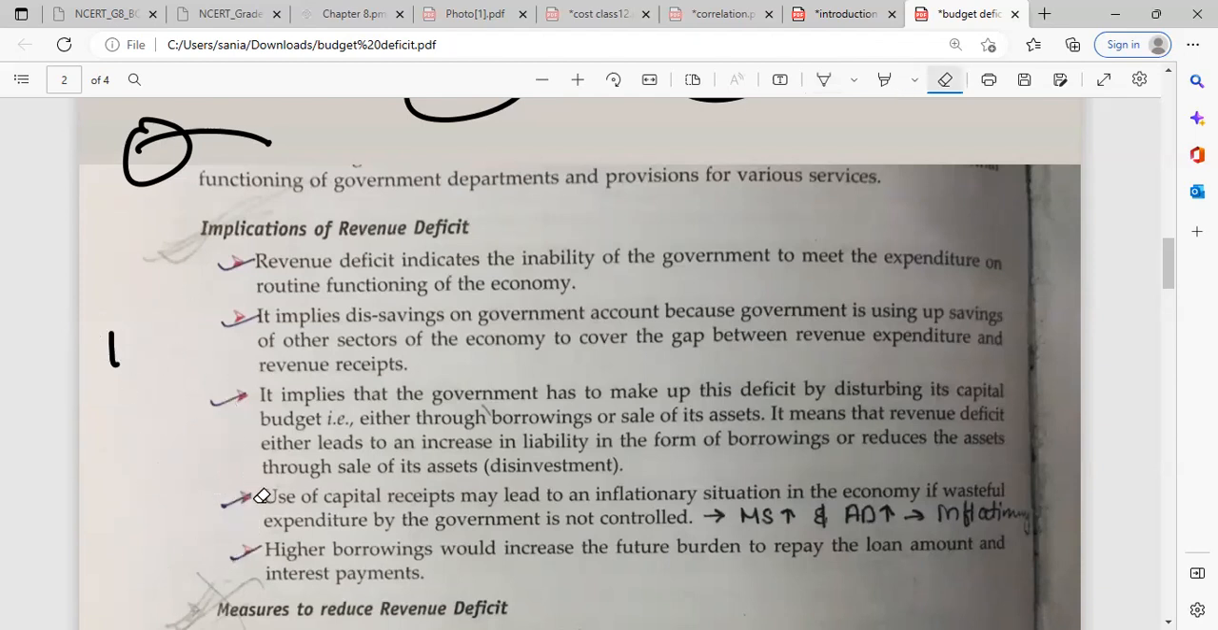And next, it implies that the government has to make up the deficit by using its capital budget, either through borrowing or the sale. Your government needs money, so the government can borrow, right? Or the government will sell its assets, right? It means that the revenue deficit either leads to an increase in liability in the form of borrowing or reduces the asset through the sale of the asset. That means it leads to disinvestment.